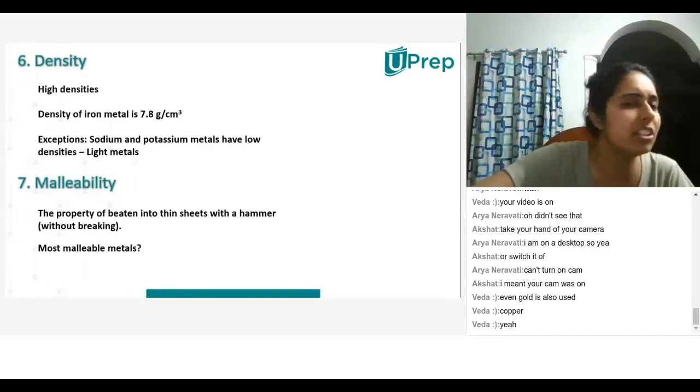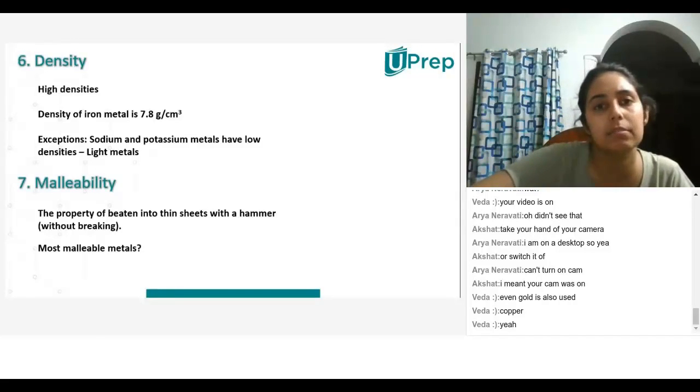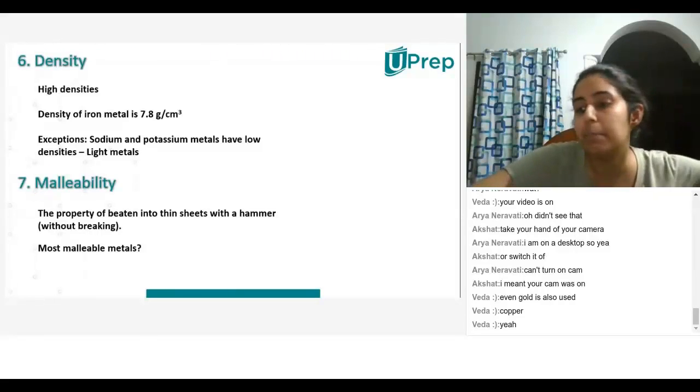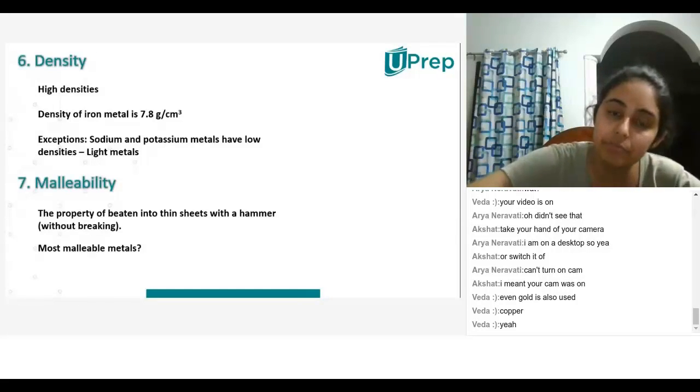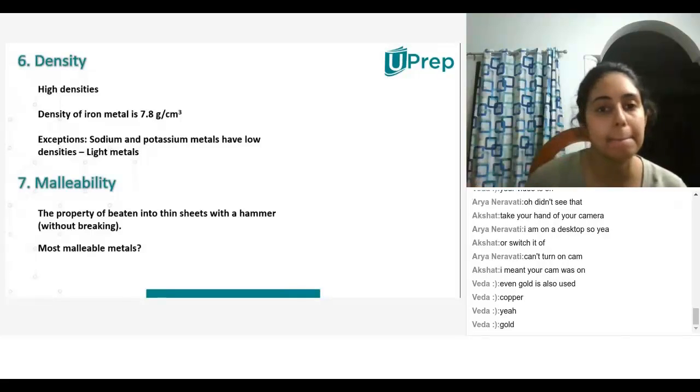Luster should come under appearance, but it is also mentioned as a separate property. So it's nothing but shine, and metals that can basically be polished. Can you give me examples of metals that can be polished? Copper to some extent. Yes, copper. Gold, yes, which are really shiny, right?